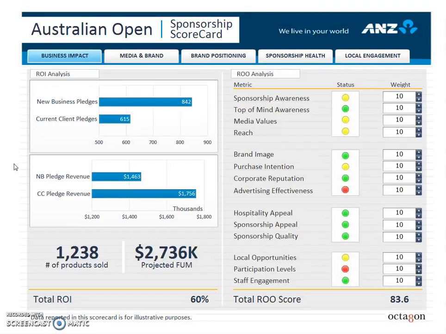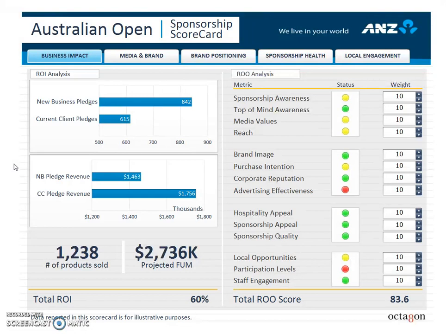The dashboard that you're looking at is a dummy. The data within this dashboard is for illustrative purposes only, but we'll show you exactly how an Octagon design dashboard can help sponsors track and manage their sponsorship investments.